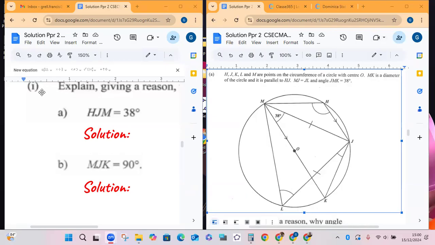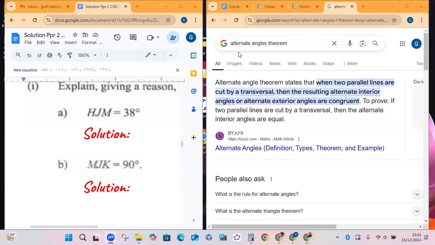Coming to question I E, HGM is equal to 40 degrees. Explain, giving a reason. The reason why HGM is 40 degrees is because alternate angles are equal to each other when they traverse two parallel lines. It's called the alternate angle theorem. The alternate angle theorem says that when two parallel lines are cut by a transversal, then the resulting alternate interior angles or alternate exterior angles are congruent, meaning that they are equal to each other.